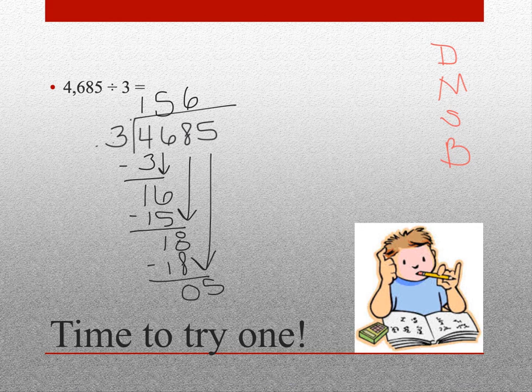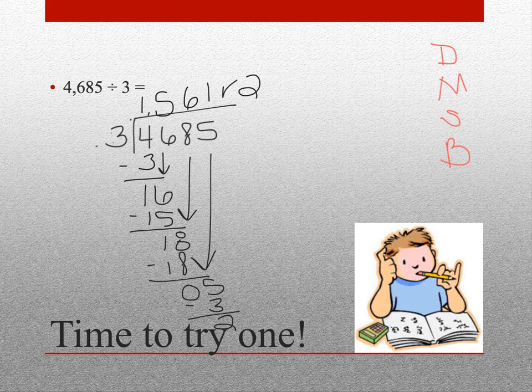This is a long one. 3 goes into 5 one time. 1 times 3 is 3. Subtract, get 2. There's nothing else to bring down, so that's my remainder. So my quotient should be 1,561, remainder 2. But remember, I can check to know if I'm right.